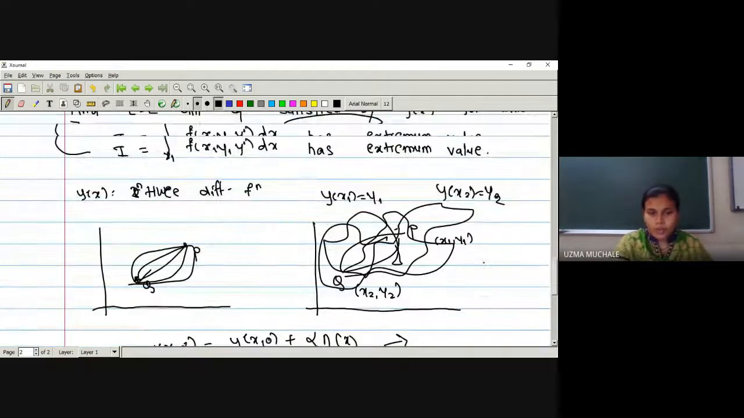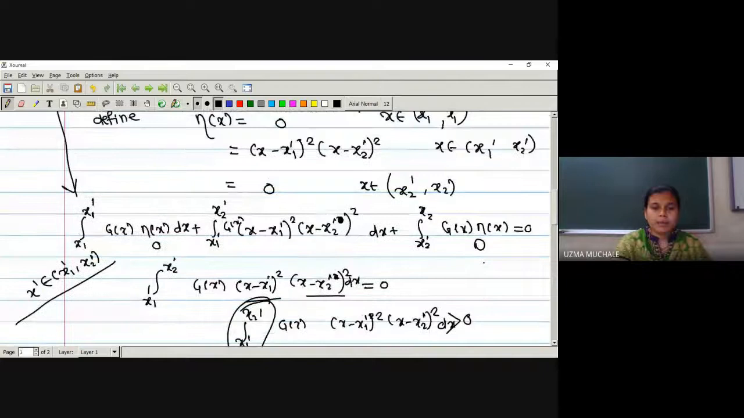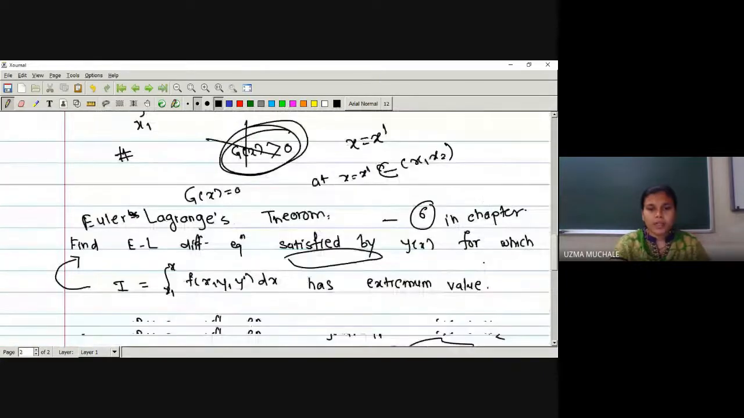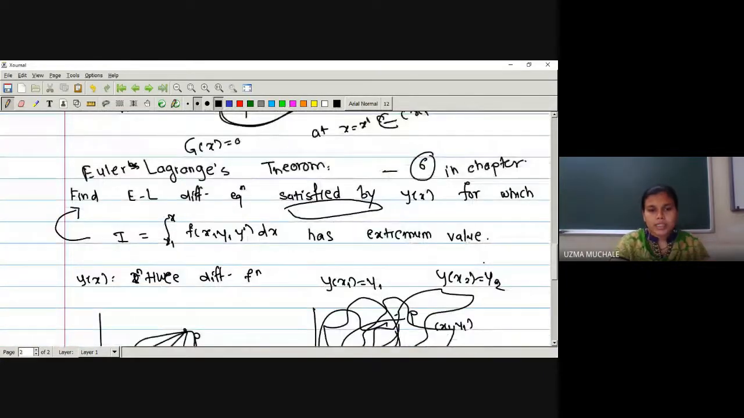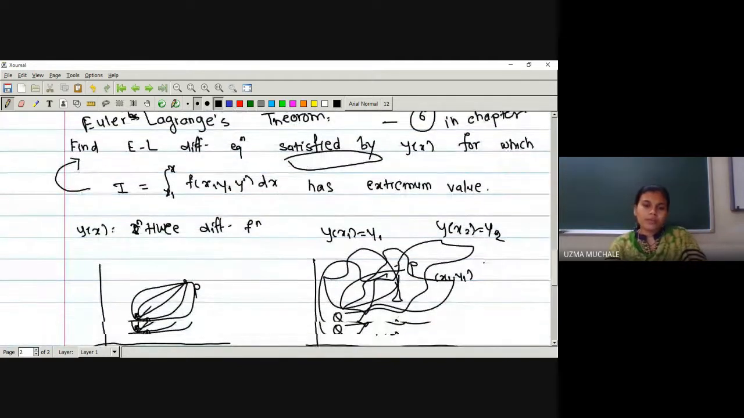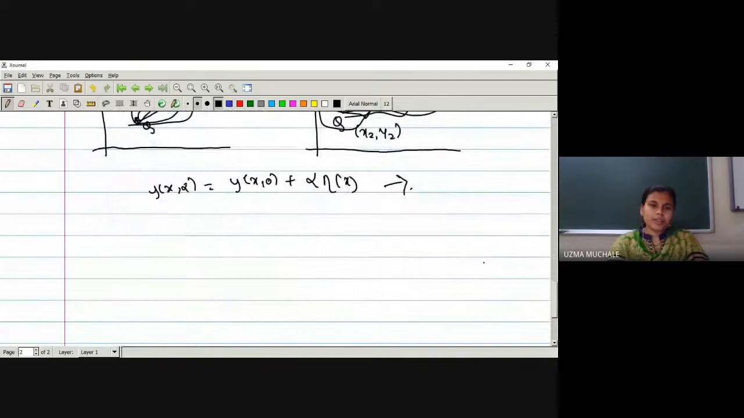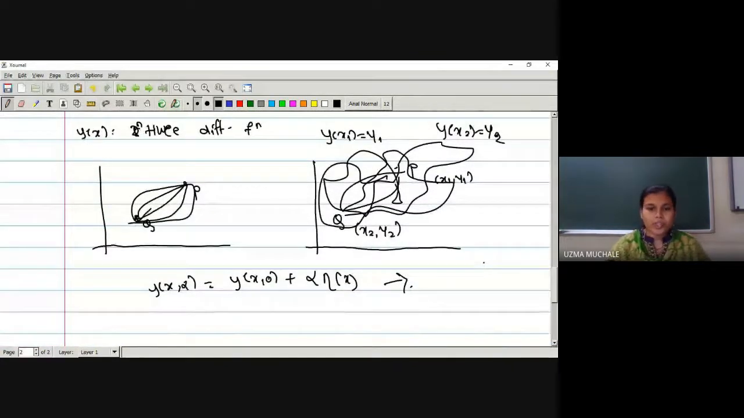Actually, we have to use a basic lemma in all these six theorems. Out of all these six theorems, first we are going to see the first theorem today. So we are going to use a basic lemma for this. That's why we are going to construct a function in terms of eta of x, so that I can use the basic lemma of calculus of variation that we have seen just now, right? That is, if the integral of g of x eta of x is equal to 0, then g of x should be equal to 0.